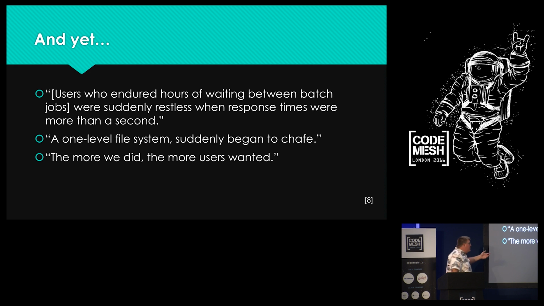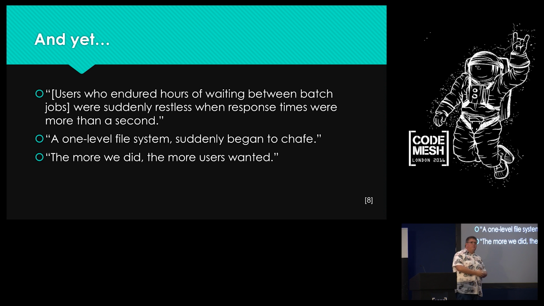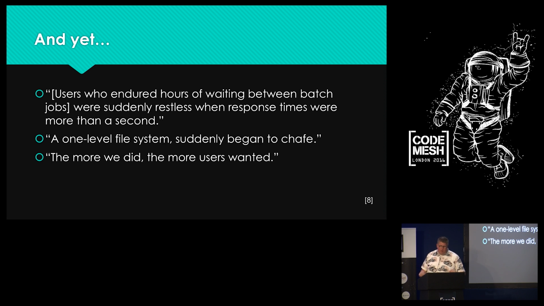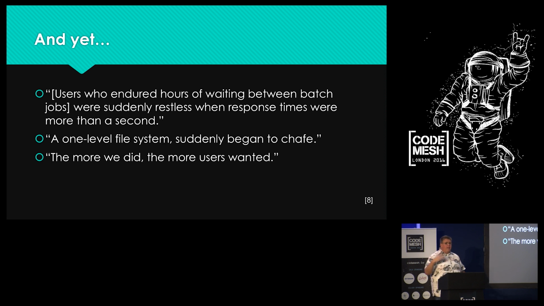But users, once they got used to CTSS, started to demand some improvements. They were satisfied with it, but it could always be a little better, right? We've also heard this from everyone. So users who endured hours of waiting for batch processes would be annoyed by the fact that it would take a second for a response to come back from a computer. We've all been there, right? A one-level file system, right? CTSS had a very simple one-level file system. You can imagine that over time, that gets really cluttered. And it's hard to figure out what's yours and what's new, what's dead, what needs to get rid of. And then finally, he felt like the more we provided them, the more they wanted, which I think all of us can sympathize with too.